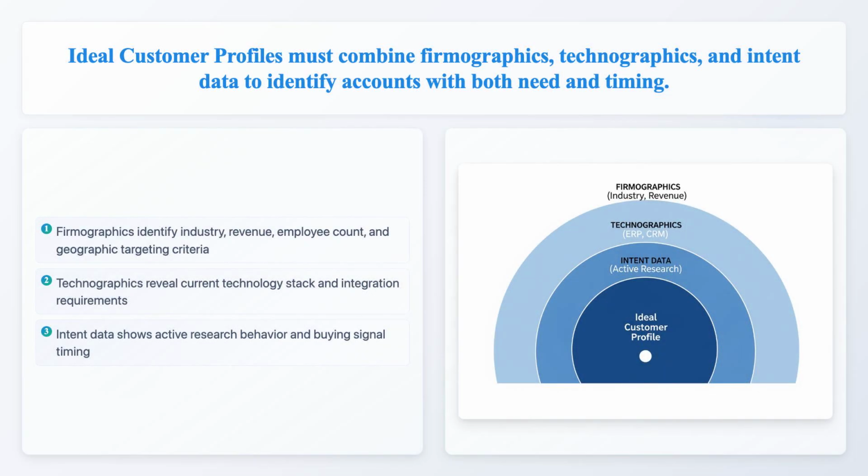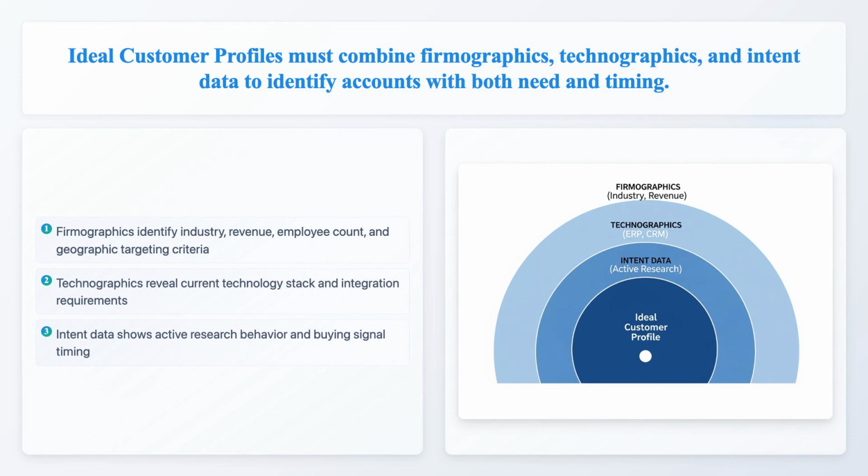Your ideal customer profile must be data-driven, not intuitive. Start with firmographics: industry verticals that face carbon compliance requirements, revenue ranges that indicate budget availability, employee counts that suggest complexity needs, and geographic presence in your target markets. Layer on technographics. What CRM, ERP, or sustainability software do they currently use? This reveals integration requirements and technology sophistication.